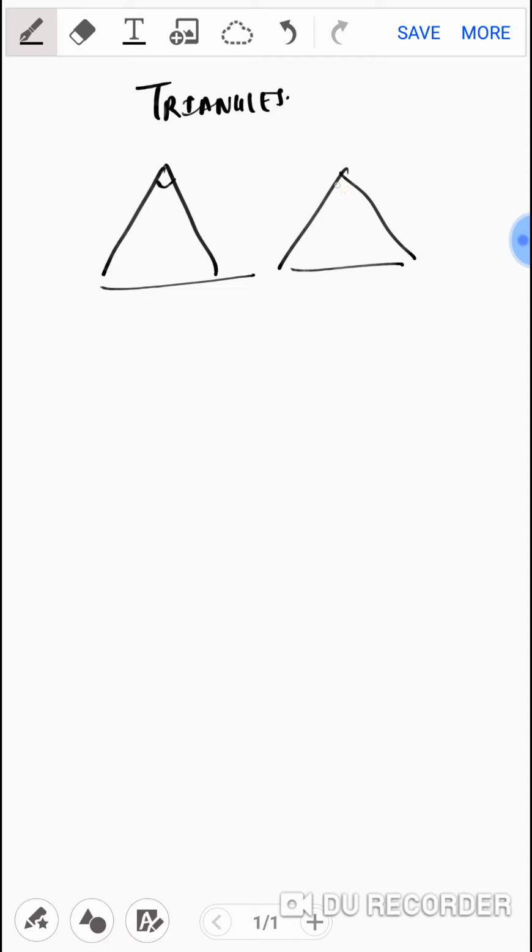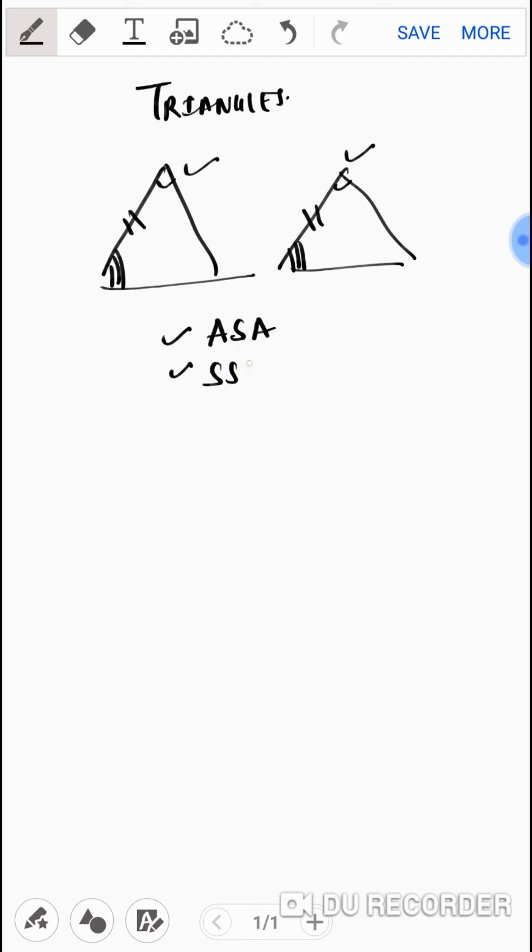Suppose I am getting angle, this side is equal to this side and this angle is equal to this angle, so I'll say this triangle is equal to this triangle, or I'll say this triangle is congruent to this triangle by angle side angle test.